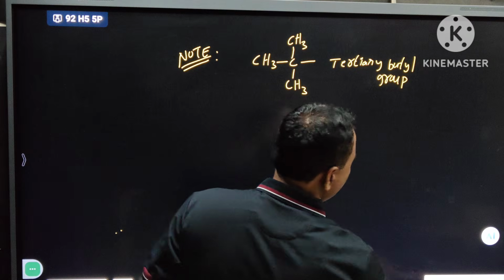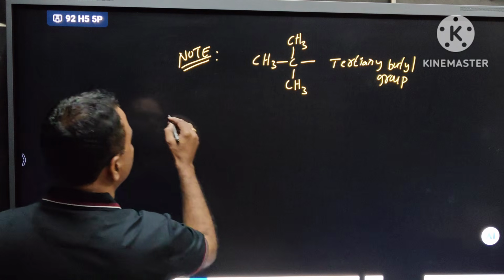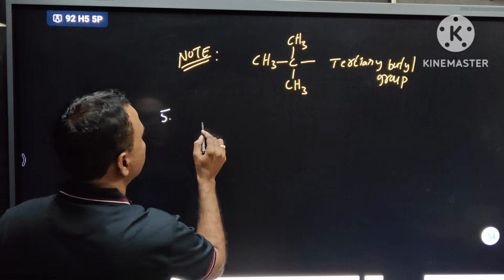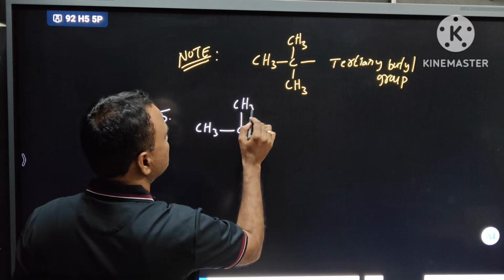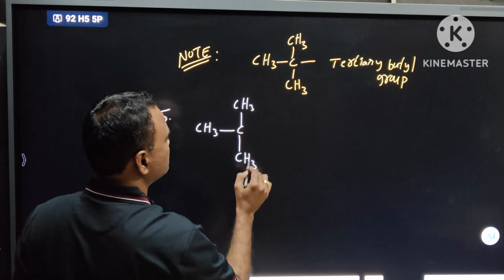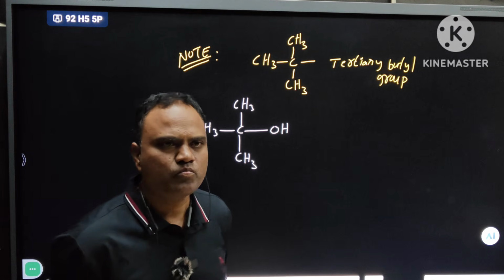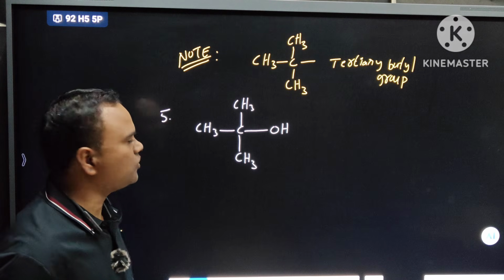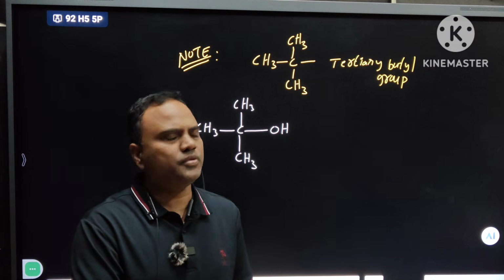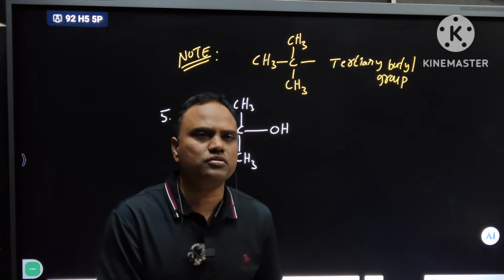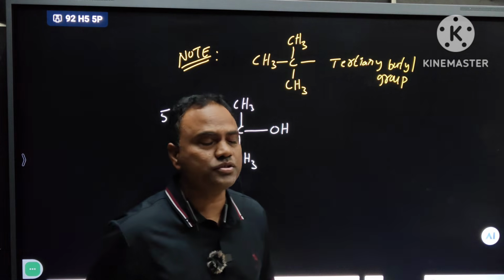Next example, the last example, number 4. Next example, the fifth example, with CH3. This is a little bit of an example. Let us give the numbering. Before giving the numbering, what do we have to do? We have to select the longest chain, right? We have to select the longest chain.